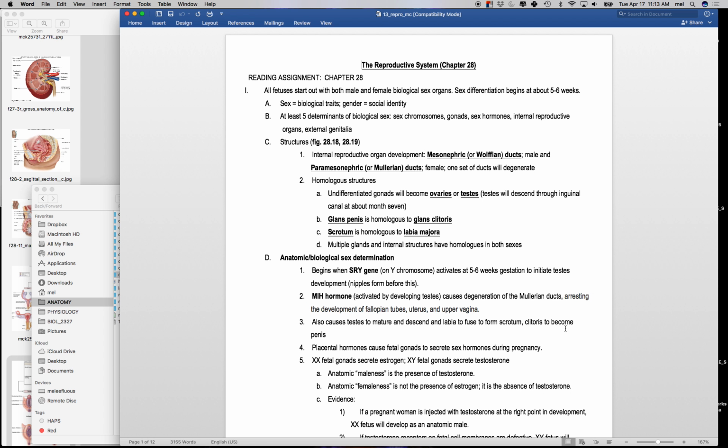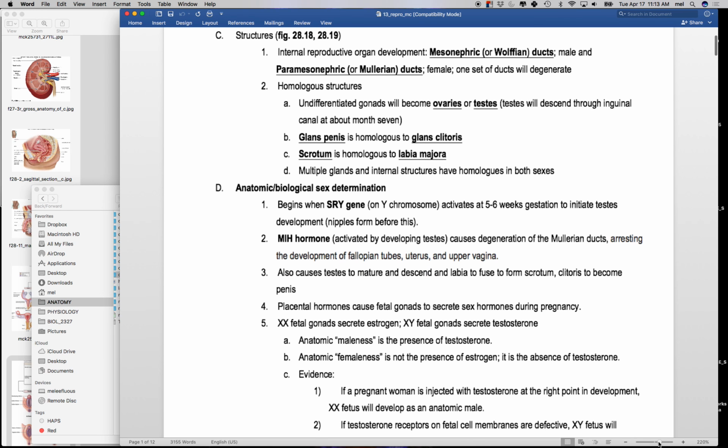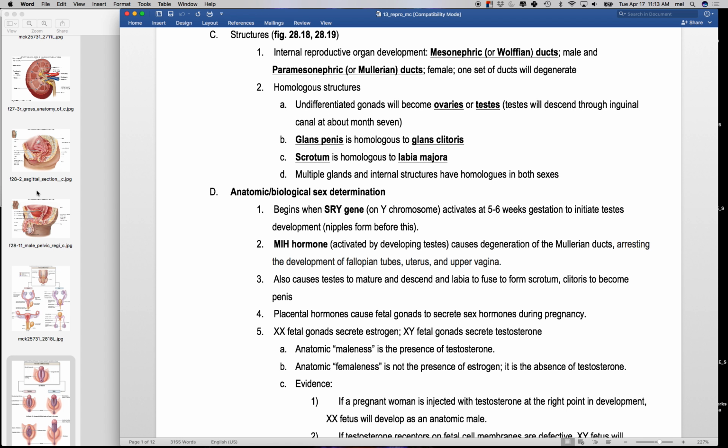All right, so now what we need to talk about is anatomic or biological sex determination. So how do you actually end up deciding one path versus the other? Well, you don't. The Y chromosome does. So what happens is at about 5-6 weeks gestation, there is a gene, well, it's always there, but there's a gene that becomes active only on the Y chromosome. And of course, males have a Y chromosome and females don't. This is called the Sry region, the Sry gene. And what it does, it initiates those undifferentiated gonads to start going down the testes path instead of the ovary path.